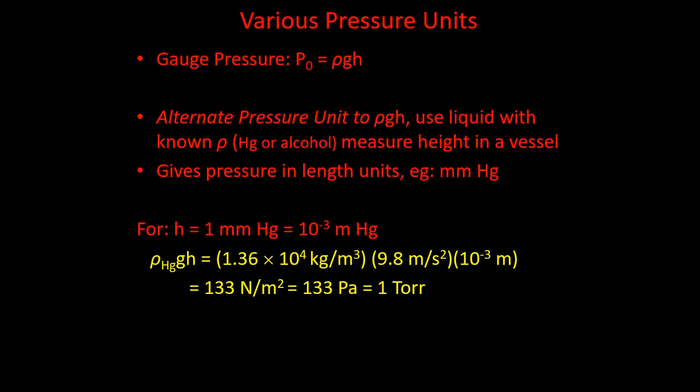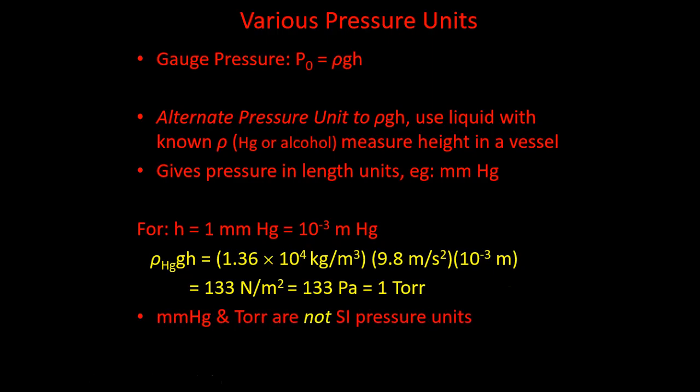So for a height of 1 millimeter of mercury, this is 10 to the minus 3 meters of mercury. Rho, the density of mercury, and it is because of the density that mercury responds so well to pressure, rho of Hg is 1.36 times 10 to the 4 kilograms per cubic meter. Multiply this by g of 9.8 meters per second squared, and then by the height of that fluid of 10 to the negative 3 meters. This will give you 133 newtons per square meter, or 133 pascals, or 1 torr.